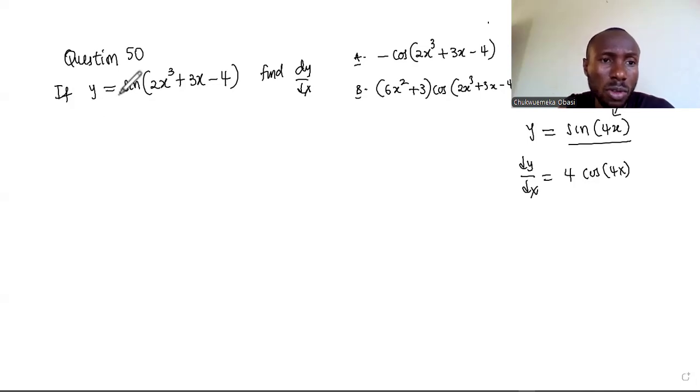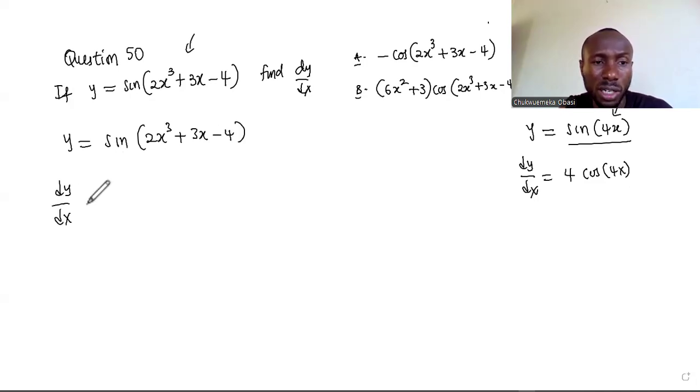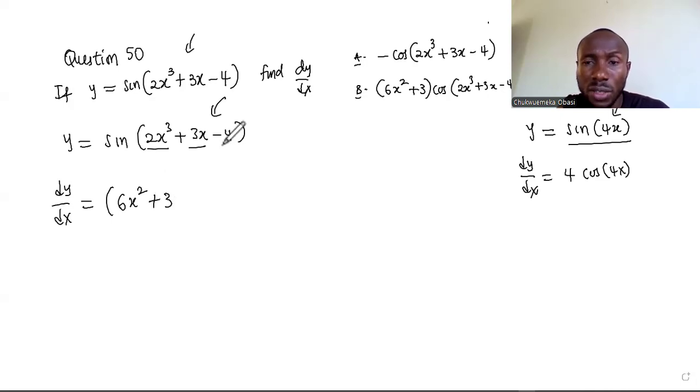So now, coming to this particular problem, you have y is equal to sine of 2x cubed plus 3x minus 4. And right now, they want you to find the first derivative of y with respect to x. The first thing you want to do is to differentiate the argument of sine, and that is 2x cubed plus 3x minus 4. So when you differentiate that, what do you get? When you differentiate 2x cubed, you get 6x squared. When you differentiate 3x, you get 3. And when you differentiate negative 4, you get 0.